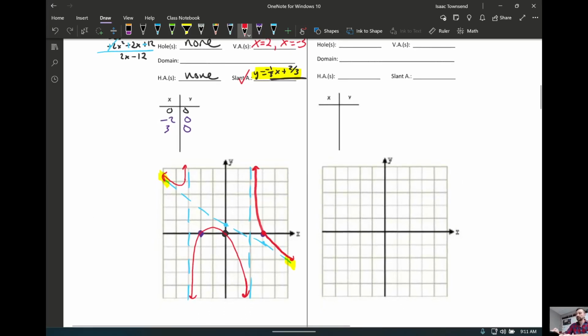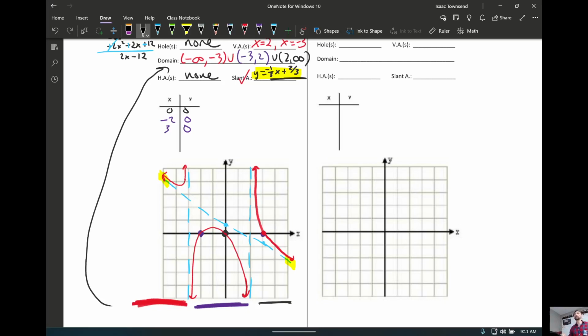Okay, now that I've got the graph in front of me, I can see the x values that are being hit. These are negative infinity up to -3. These are -3 to 2. And then the last little section is 2 to infinity. And you can see I tried to color them with the 3 little intervals. Basically, we're just skipping any x value that we couldn't get, which would be vertical asymptotes and holes.